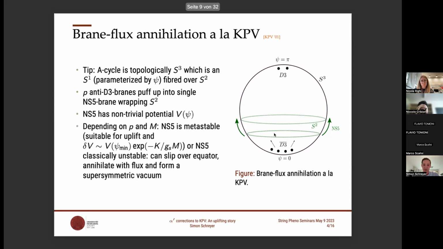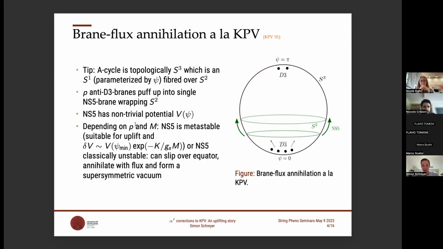This NS5 brane has a non-trivial potential depending on where it wraps this S2, and this is mainly due to two effects. First, there's the effect from the metric, from the tension of the brane, that tries to pull the brane towards the south pole, to psi equals pi. And there's a contribution from the S3 flux, which lives on this S3, which tries to pull the NS5 over the equator towards the north pole.